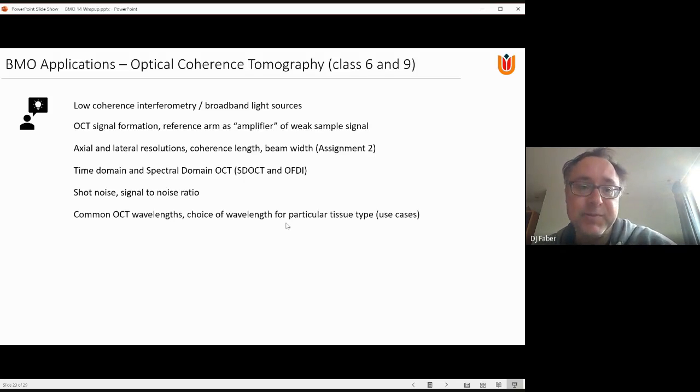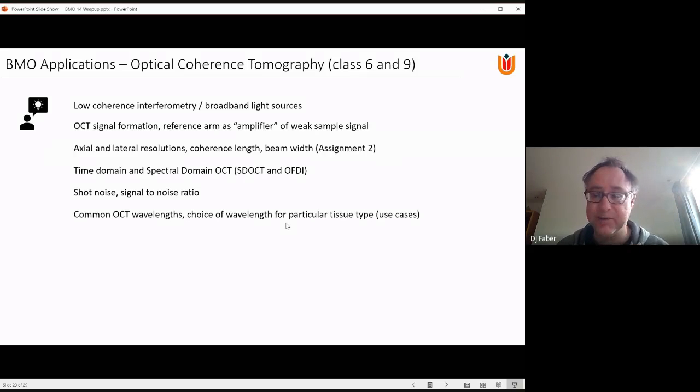Of course, such a system has resolutions, axial and lateral resolutions, so axial in depth and lateral in the plane. The axial resolution is determined by the coherence length, by the light source, and the lateral resolution is determined by the optics, by the diameter of the beam.